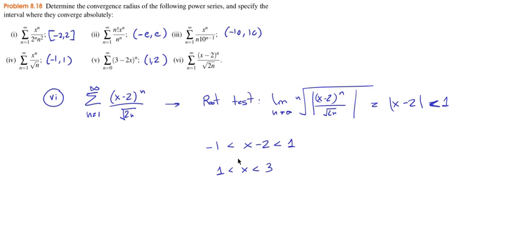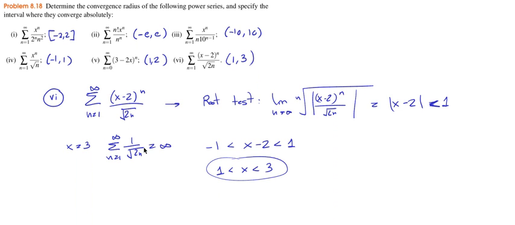So if x has to be in this interval, what happens if x takes the value 3, for instance? You get the sum from n equals 1 to infinity of 1 divided by the square root of 2n. We know that this is divergent. If x is equal to 1, this is the alternating series, but the absolute convergence is the same, so the convergence is between 1 and 3.